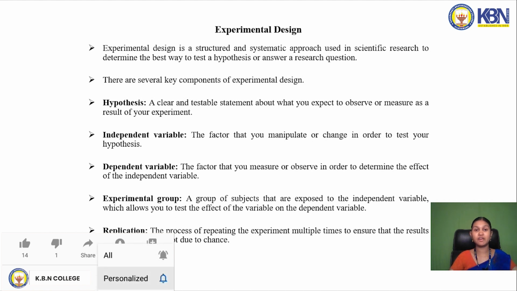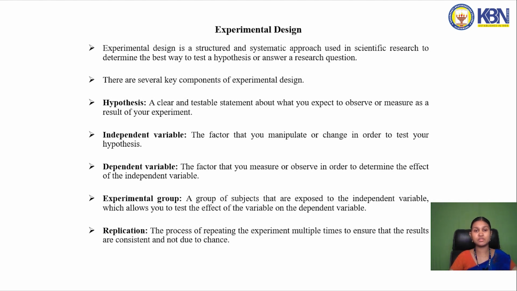Next one, independent variable. You have to calculate the data or change the data to test your hypothesis. Next one, dependent variable. This dependent variable always depends on the independent variable. Why? Because you take the measurements and observations of the independent variable. These observations and measurements go to the dependent variable. Next one, experimental group.